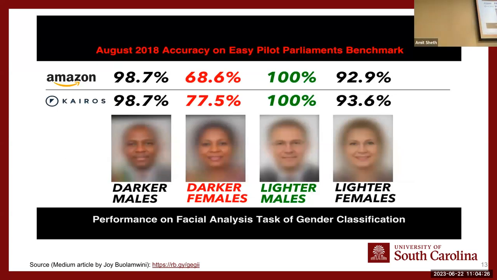And this is a screenshot or observation from one of the papers written by Dr. Joy Buolamwini from MIT. In 2018, there were two facial recognition models that detect the gender of users. One was from Amazon and the other from a company called Kairos. They found that for a specific class of people, darker females, the error rate was higher and the accuracy was much lower. It was just 68.6% for Amazon and 77.5% for Kairos, whereas for lighter males it was 100%. So it was showing some bias, not able to identify the person perfectly for the other classes, especially darker females. This is one example of how it performs on facial analysis tasks. This is really a serious problem, and there is a need to evaluate these systems before deploying them.